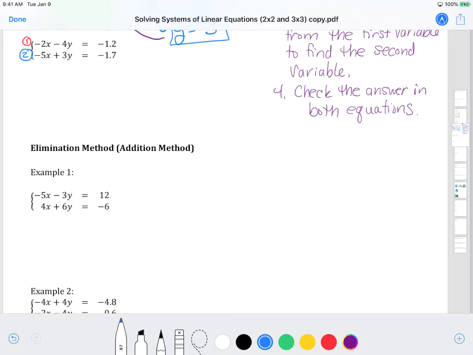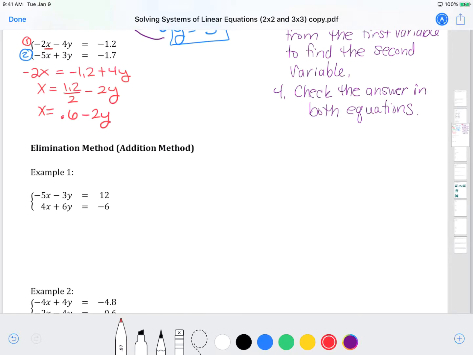I'm going to solve equation 1 for x. So I'm going to solve for this x right here. So I'm going to add 4y to both sides. And then I'm going to divide by negative 2. So I have x is equal to 0.6 minus 2y. And that's a positive 0.6 because I have a negative divided by a negative.